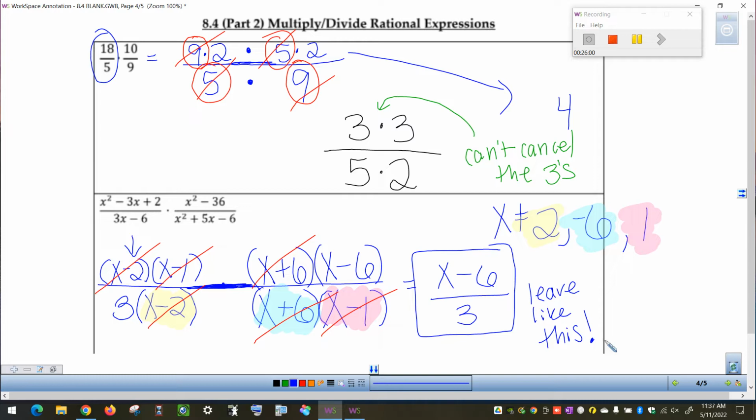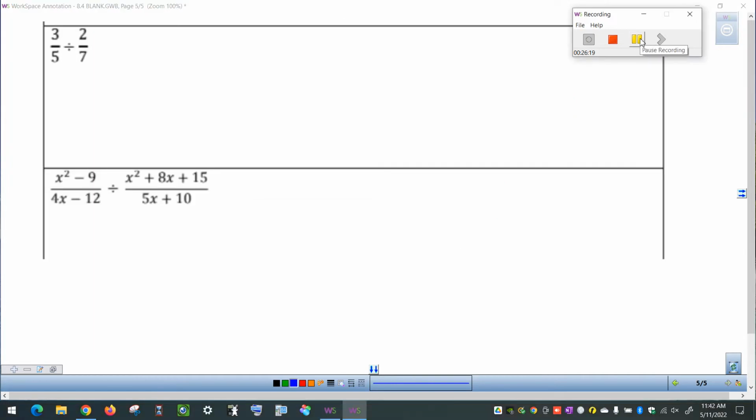All right, we are going to finish up by looking at a division problem. So now let's finish up the division. We're going to start again by looking at regular numbers. So we've got 3/5 divided by 2/7.